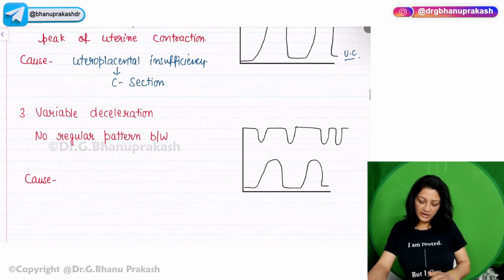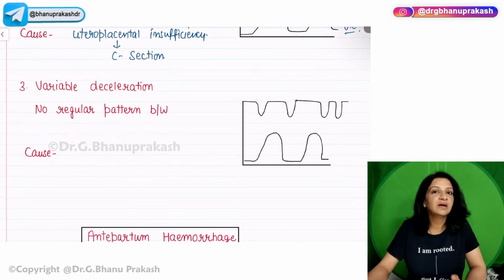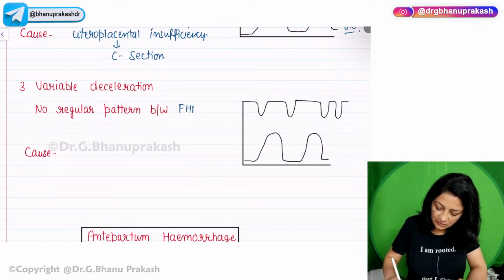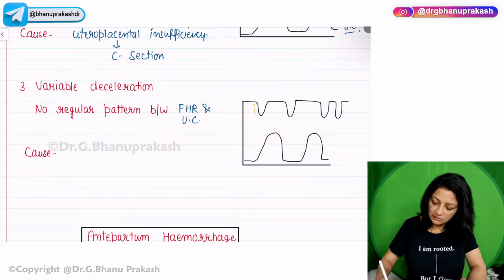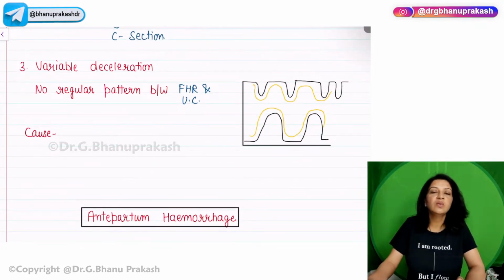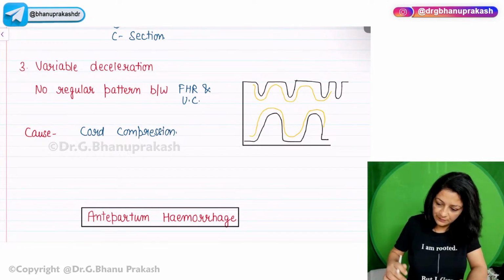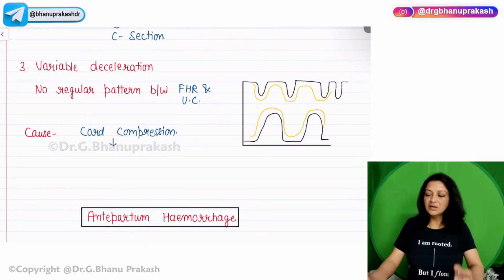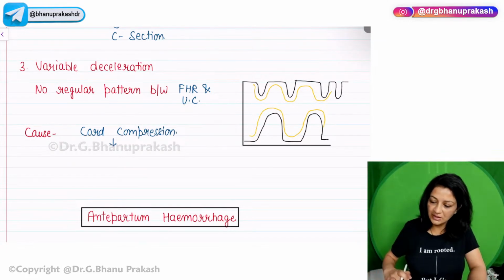So last one is variable deceleration. Variable deceleration, there is no regular pattern between fetal heart rate and uterine contraction. Means fetal heart rate कहीं भी fall करेगा and uterine contractions. Okay, so what is the cause of variable deceleration? Cord compression. So, okay, tell me the conditions जिनमें cord compression दिखेगा. Umbilical cord compression. Yes, anyone?